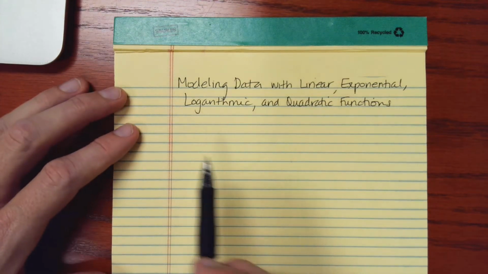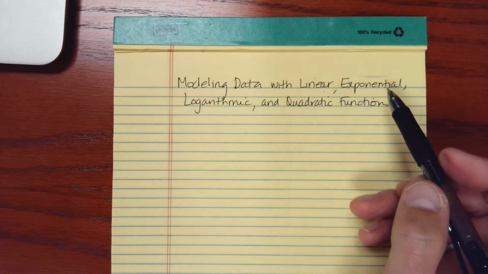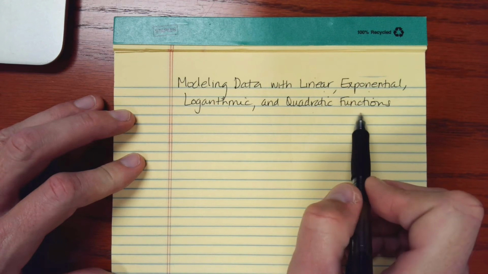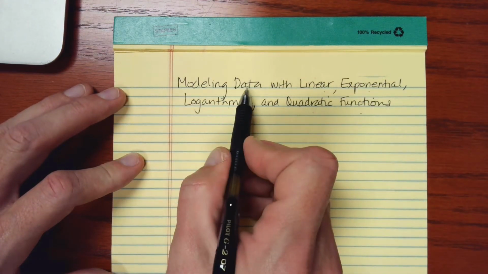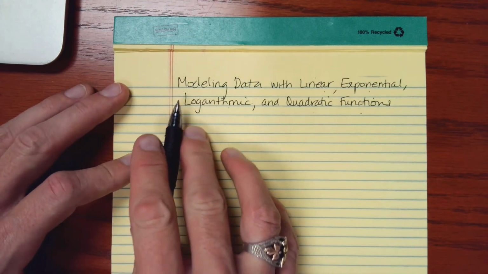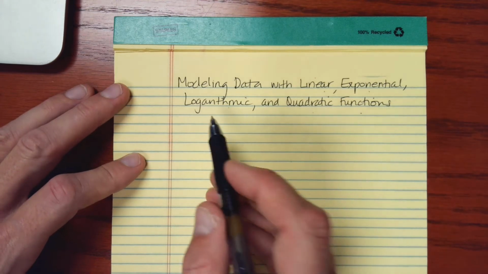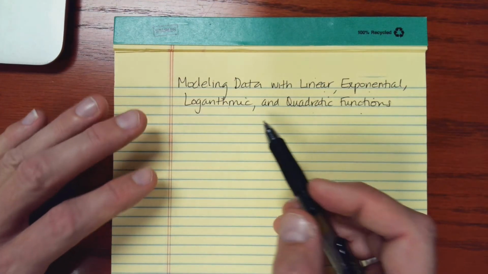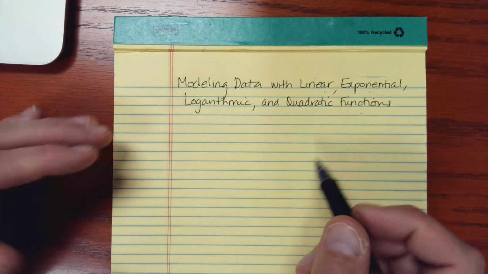So in previous videos, we've discussed linear functions, and in the last video in this series, I talked about exponential, logarithmic, and quadratic functions. So next I want to talk about how we can model data, and in particular, looking at linear models, exponential models, logarithmic models, and quadratic models, and see how these different options can fit data.